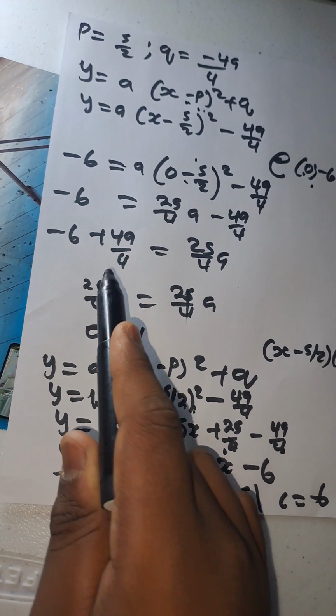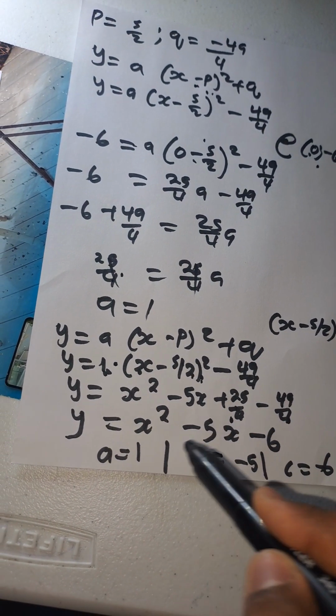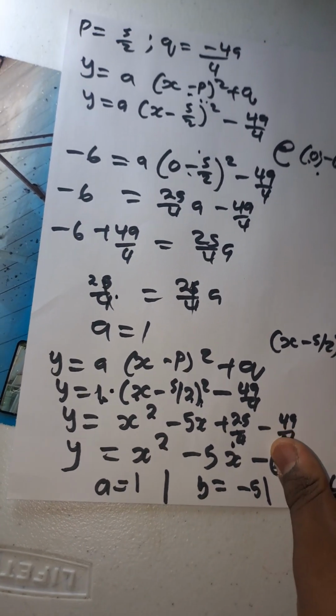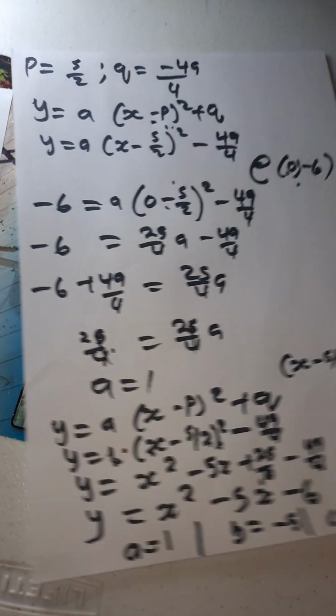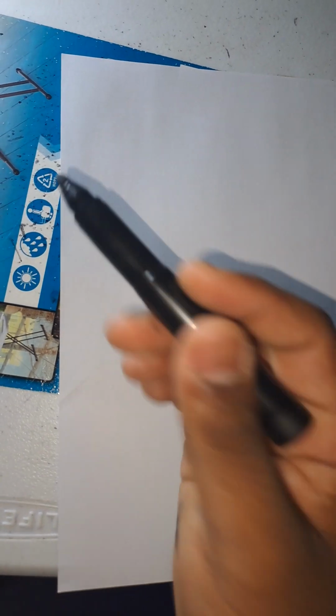You get your a. After getting your a, you put your a there, and then multiply everything by the value of a, and then you get your values. Okay, so now let's use the other method, which is the x-intercept formula. So the x-intercept formula. Okay, so let's work it.